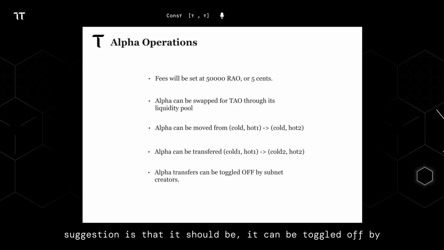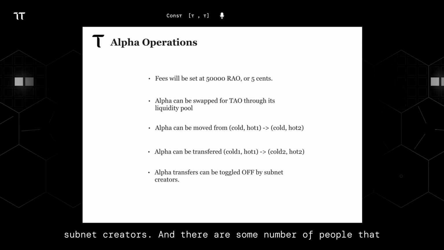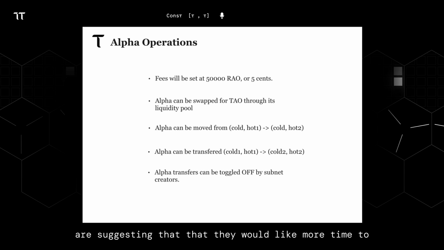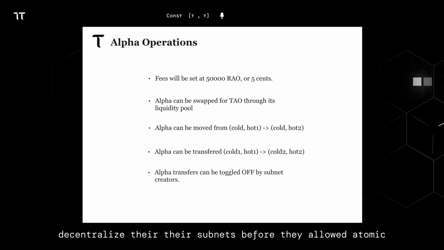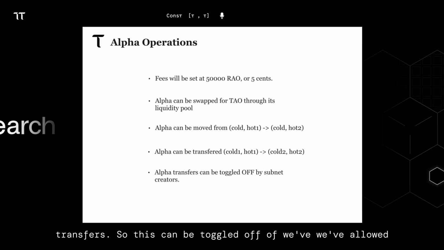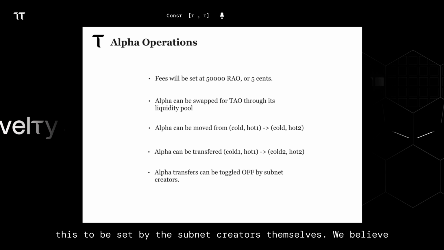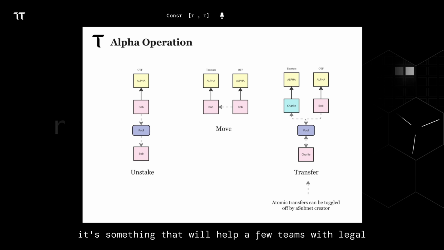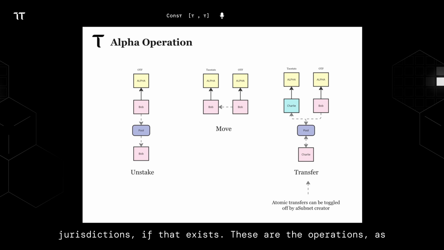Our suggestion is that it can be toggled off by subnet creators, and there are some number of people that are suggesting that they would like more time to decentralize their subnets before they allowed atomic transfers. So this can be toggled off, and we've allowed this to be set by the subnet creators themselves. And we believe it's something that will help a few teams with legal quagmires that they're currently in with their jurisdictions, if that exists.